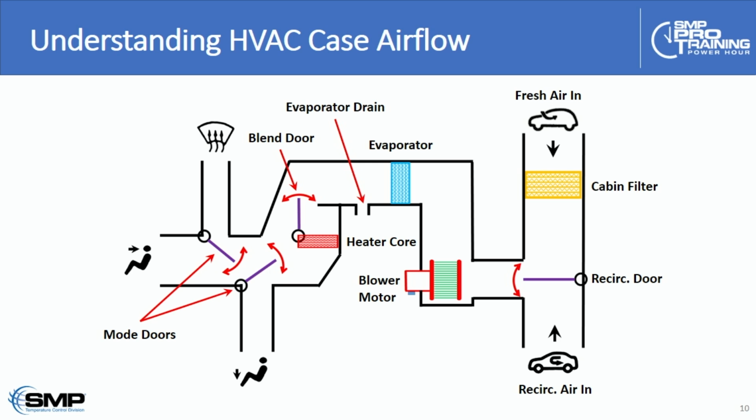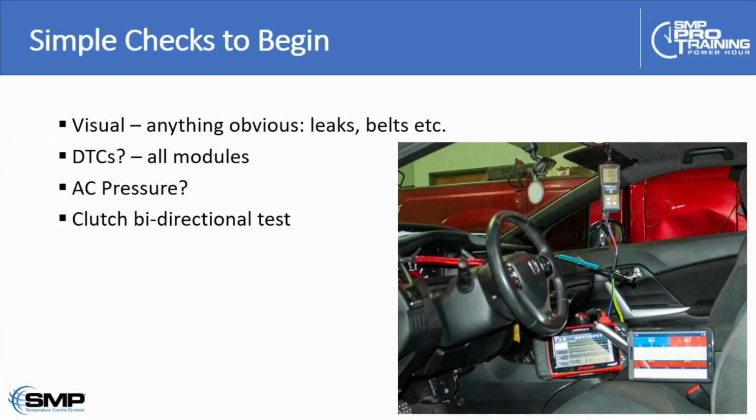So again, this is just a quick overview of how the air moves through the HVAC case. Next, simple checks: a visual check just under the hood and under the dash is always an important piece of the puzzle. Then diagnostic trouble codes. If I plug in a scan tool, do I have any AC related trouble codes? And particularly in this conversation, we're going to be looking for possible air door actuator trouble codes.